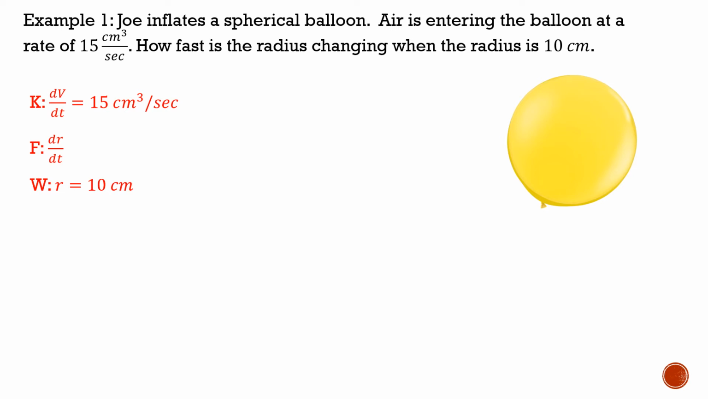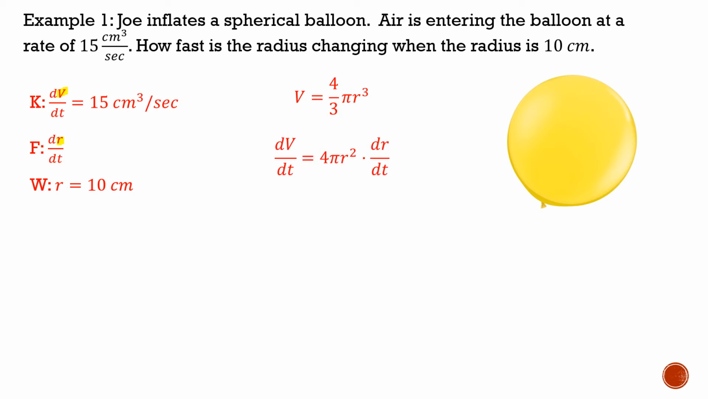Now I have to try to figure out an equation that involves volume, since that's what our know was, and radius, since that's what my find was. And I know from geometry that the volume of a sphere is 4/3 pi r cubed. All right, so using that formula, I'm going to take the derivative of it. And again, just remember that we're taking this derivative with respect to time. So anytime I see a variable that's not in terms of t, I have to put d whatever over dt.